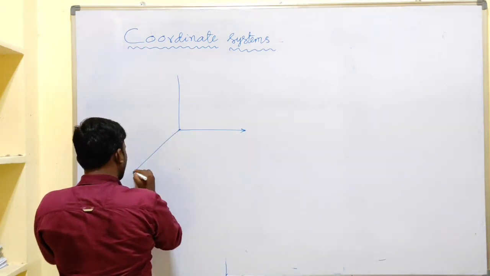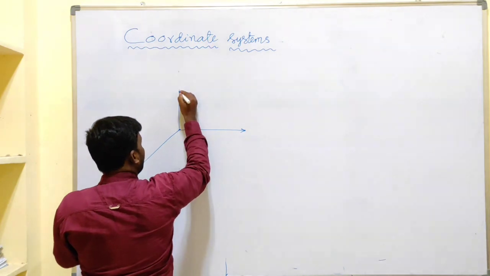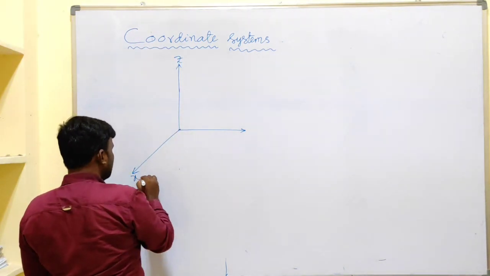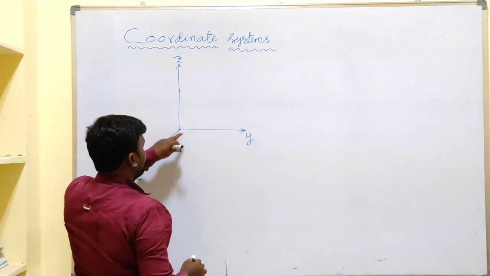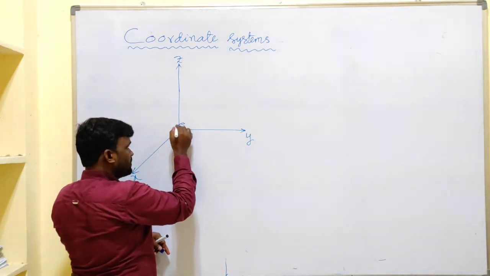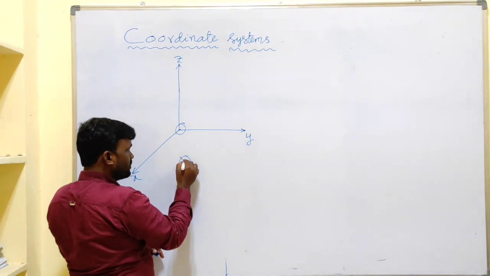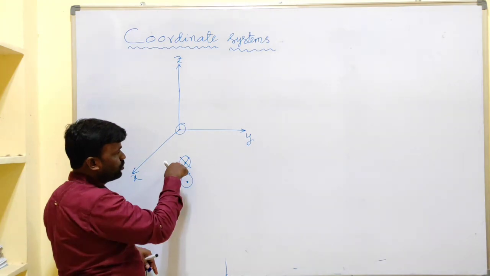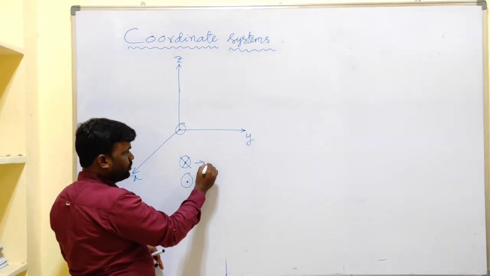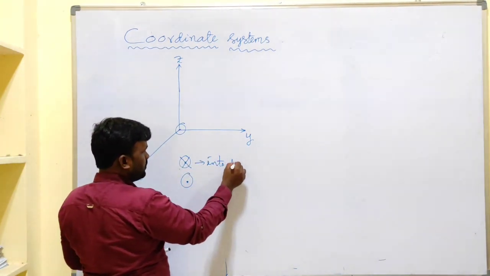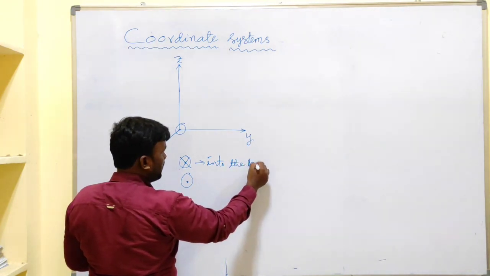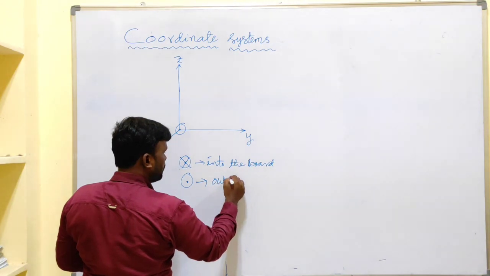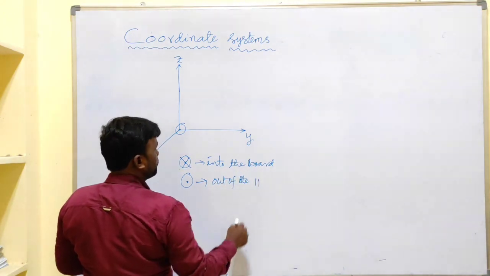In a cylindrical coordinate system, the reference axis is the z axis. Basically, we have to represent this x into the board or out of the board. Into the board, the notation is like this. Out of the board, the notation is like this.